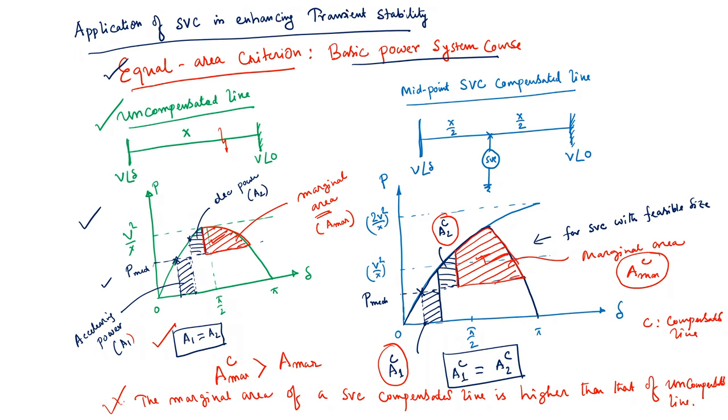So, this is very important, and that is how this SVC compensated line has more ability to improve the transient stability, to accept the disturbance or to mitigate the disturbance during faulty conditions or similar types of conditions. So, this is something one needs to understand. We will revisit this again in the next lecture to try to understand it in more detail, but I hope this is understood for the time being. So, we will meet again in the next lecture.